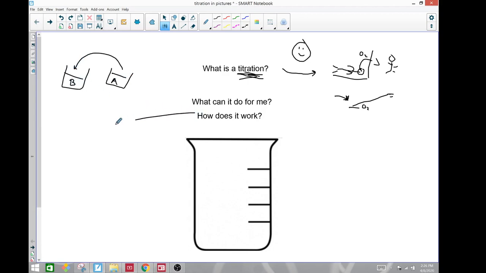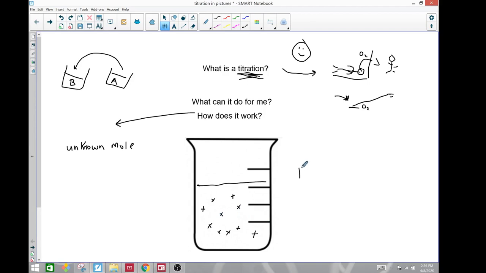So what can it do for me? It can help me find an unknown number of moles. So if I want to figure out how much stuff is located inside of a particular solution, I think that's a pretty common situation. We're always using ways to find out how much stuff is located in things.